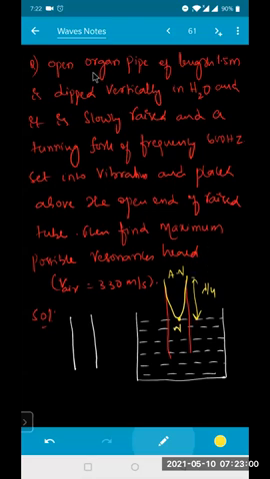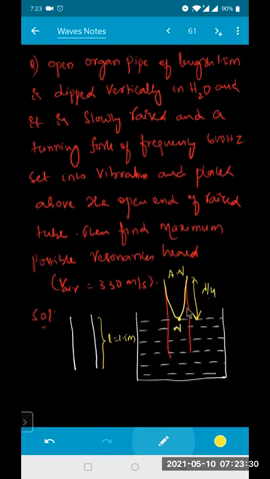Yes, sir. So whenever an open organ pipe of length 1.5 meter, this length is given from here to here as 1.5 meter, is dipped vertically into the water, that will be acting as a closed organ pipe, because this water level will be acting as your closed end. So for the fundamental frequency, there is 1 antinode and 1 node, so the length will become lambda by 4.